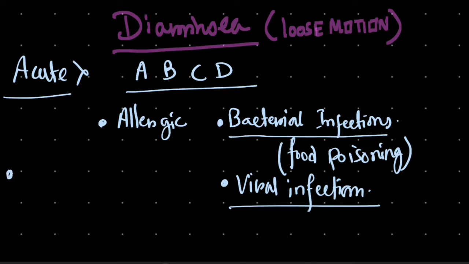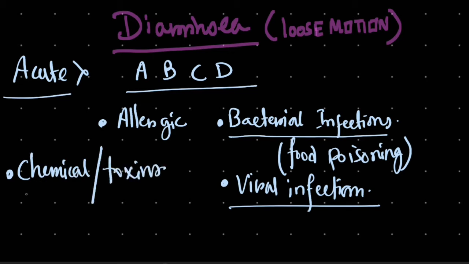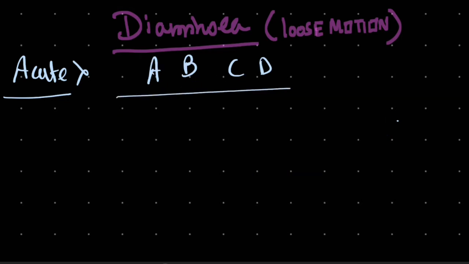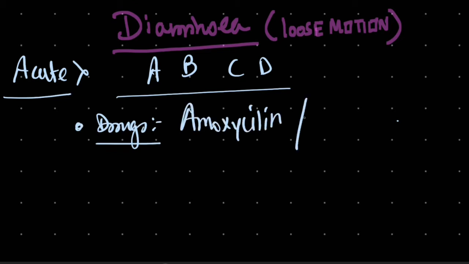Then comes C, for chemicals or toxins. If there is consumption of any chemical or toxin, that can cause acute diarrhea, like mushroom, seafood, etc., which can contain toxins that lead to acute diarrhea. Now, D for drugs. There are certain drugs which can cause diarrhea. For example, amoxicillin can cause diarrhea, colchicine can cause diarrhea.